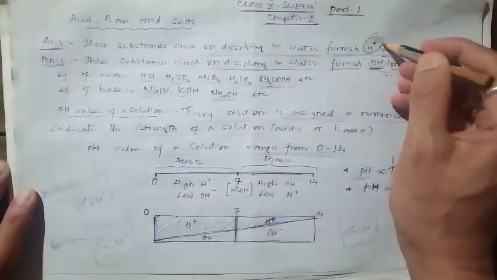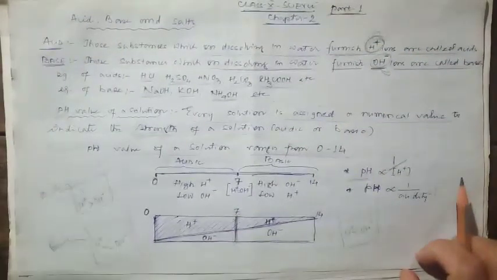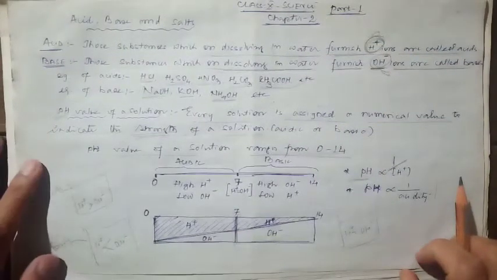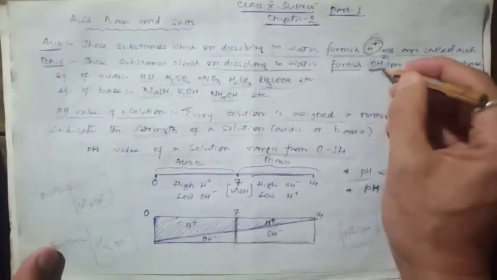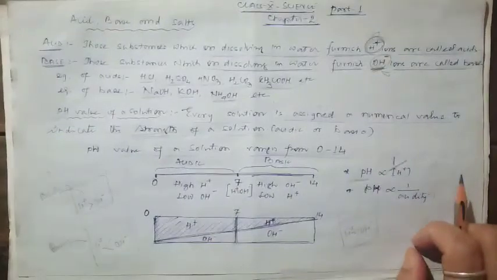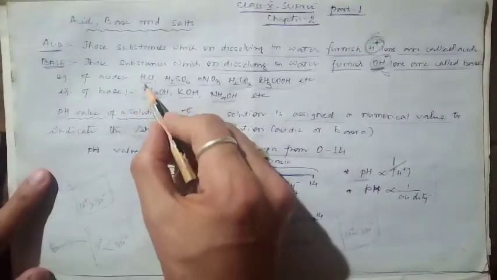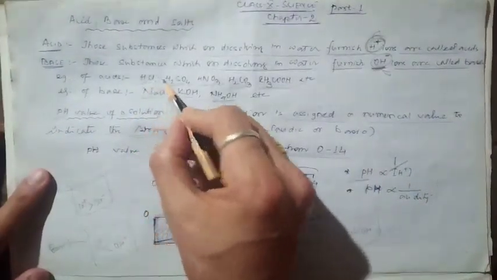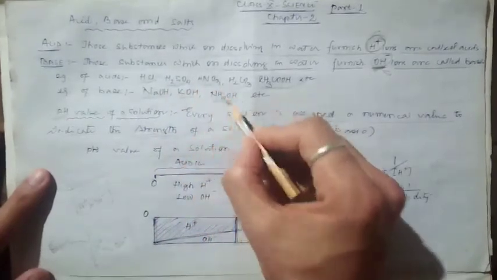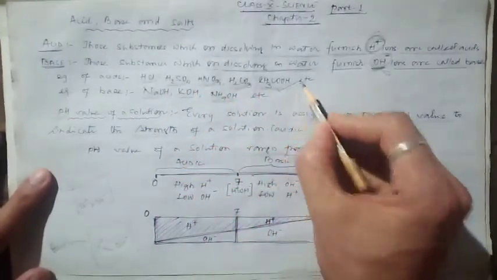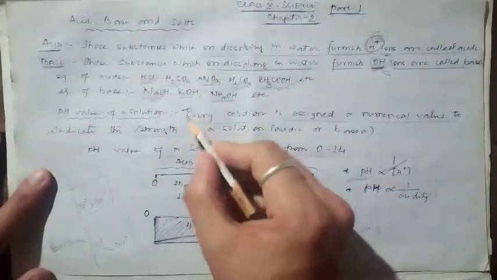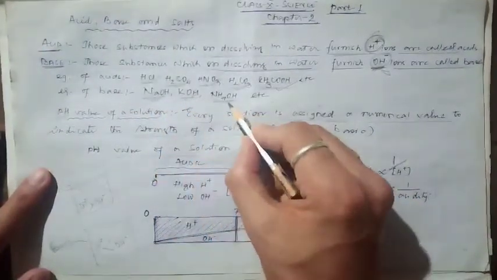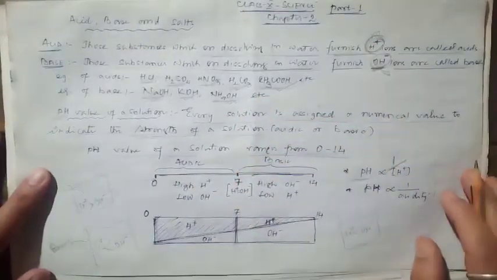So students, if a substance generates H+ ions on dissolving in water, such substances are called acids. And if the substance on dissolving in water generates OH- ions, hydroxide ions, such substances are called bases. Here are some important examples of acids: HCl, hydrochloric acid, sulfuric acid, nitric acid, carbonic acid, acetic acid. And these are important examples of bases: sodium hydroxide, potassium hydroxide, ammonium hydroxide, and many more.